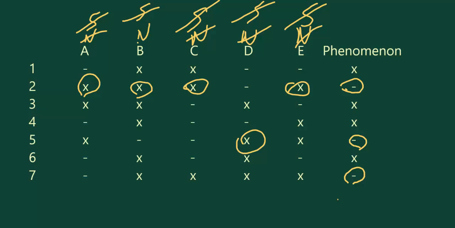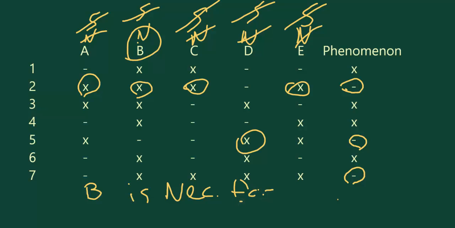So even though we were employing the joint method, and we were hoping to find a condition that is both necessary and sufficient, all we can determine is that B is a necessary condition. So B is necessary for the phenomenon.